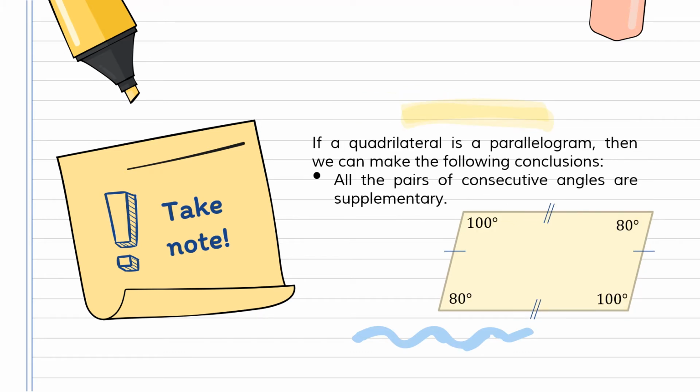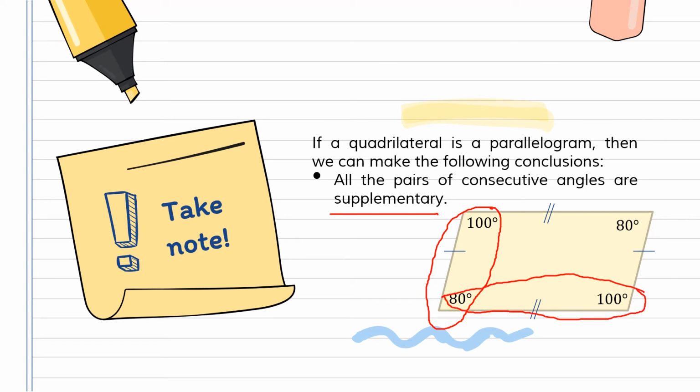Next, all pairs of consecutive angles are supplementary. Supplementary angles are angles that add up to 180. So side 1 is equal to 180, side 2 is equal to 180, side 3 is equal to 180, and side 4 as well is equal to 180.